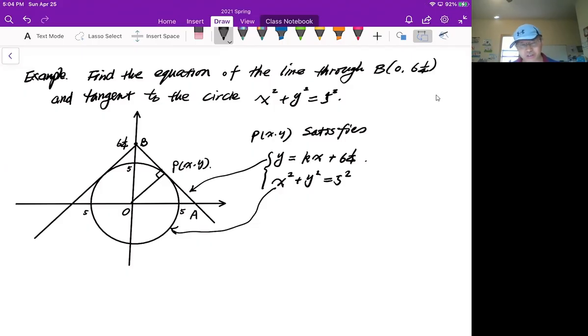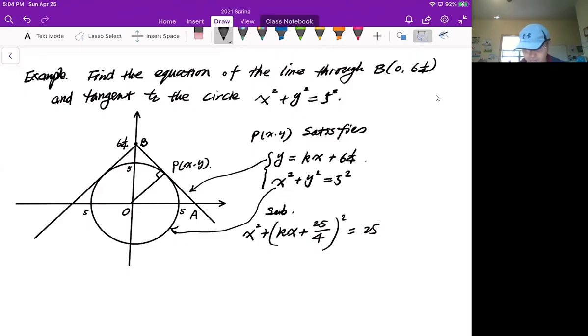I don't know the k yet. So let's do the substitution. I can get x squared plus y squared, but y can be replaced by kx plus 6 1/4. That's 25/4, take a square, equals 25.